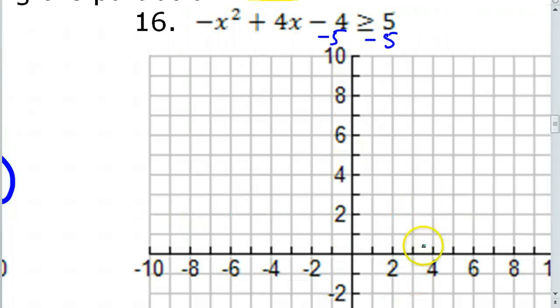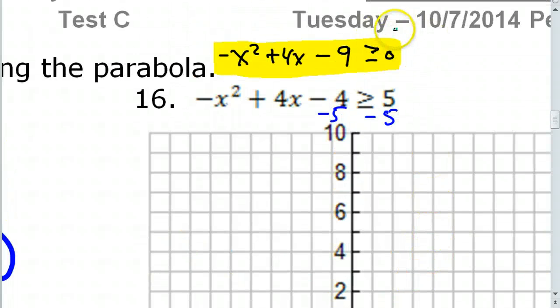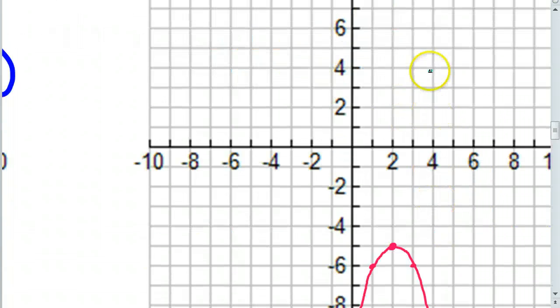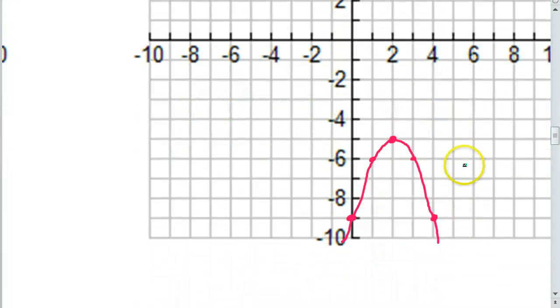So I look at the symbol. Based on this symbol right here, do I want the part of the parabola that's above 0 or below 0? I want the part of the parabola that's above the x-axis, above 0. Now, what part of this parabola is above the x-axis? None of it. None of the parabola is above the x-axis. That's why there is no solution. Okay, there's nothing to highlight. No solution. Okay?